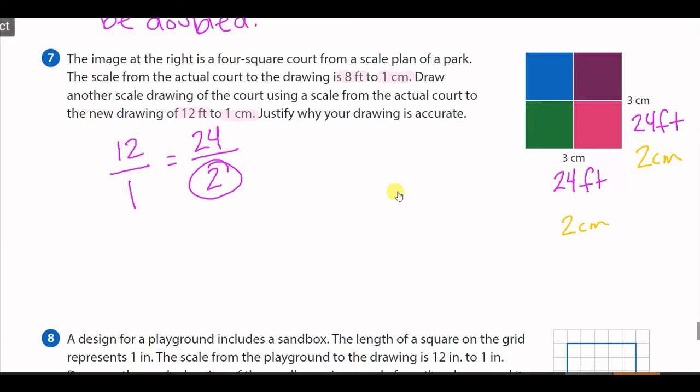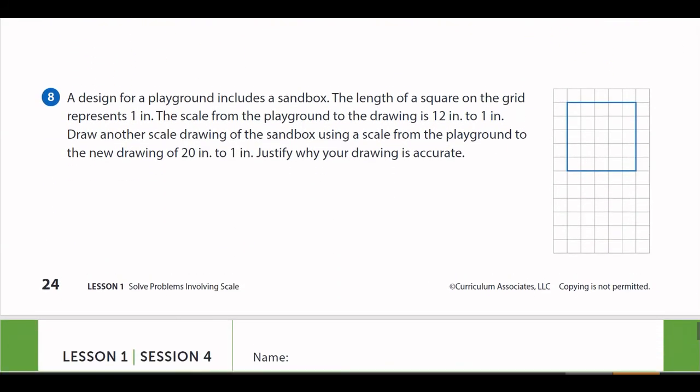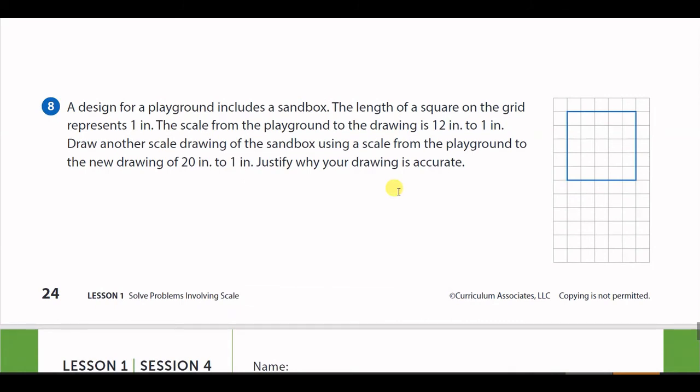Now, go to the original drawing first. It's a little easier that way, I think. And our last one here, a design for a playground includes a sandbox. The length of a square on the grid represents 1 inch. The scale from the playground drawing is 12 inches to 1 inch. Let's highlight that. So draw another scale drawing of the sandbox using a scale from the playground. The new drawing is 20 to 1, so we're going to change to 20 to 1, and then we're going to justify why it's accurate.